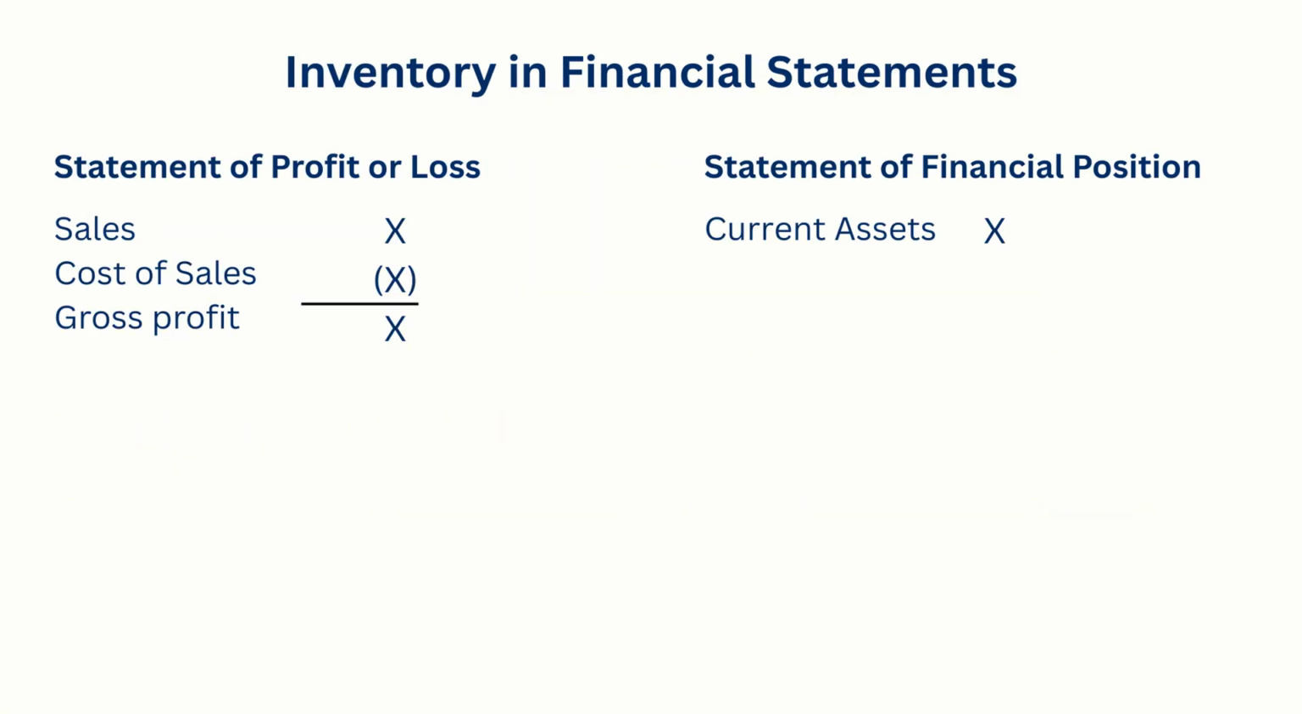In the statement of profit or loss, the cost of sales figure is shown as an expense. Sales minus cost of sales gives the business its gross profit. In the statement of financial position, which is the balance sheet, the closing inventory figure is shown under current assets. This is the value of the stock the business still holds at the end of the period, valued using the lower of cost and net realisable value, and calculated using a costing method like FIFO or AVCO. So inventory impacts both major financial statements and plays a significant role in measuring profitability and financial position.